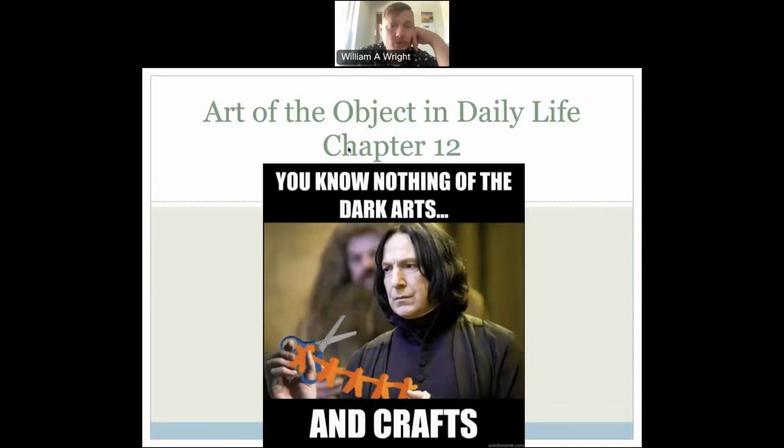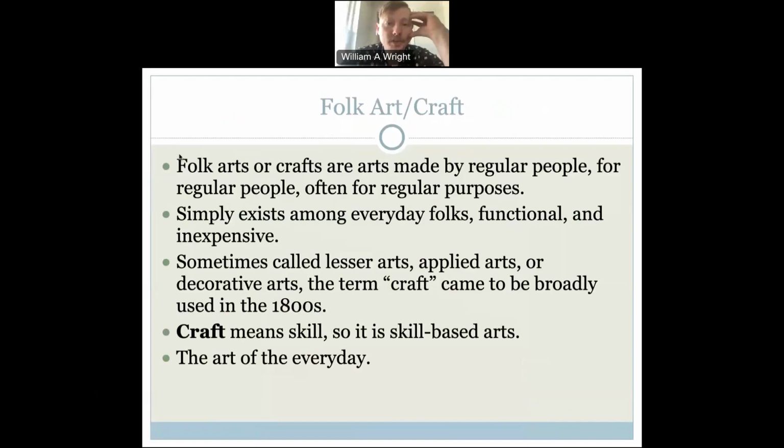So, Chapter 12. Here it goes. Chapter 12 covers the art of the object in daily life. But I also like to break it down as basically a chapter on craft. It goes hand in hand, mostly with the craft materials that we use. The whole point of craft is that they're useful things, and useful things become part of our everyday life. So I like to put them together. Chapter 12: the craft, the art of everyday life.